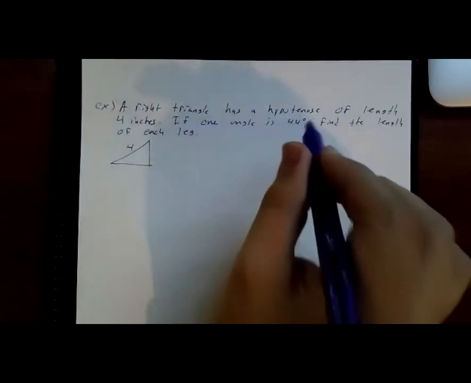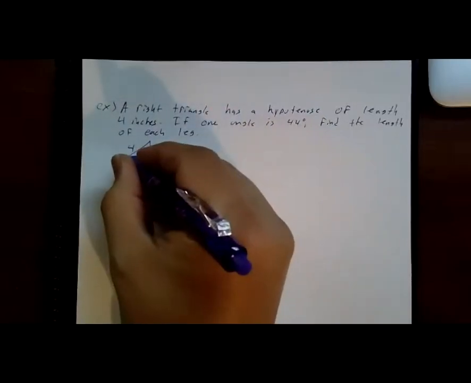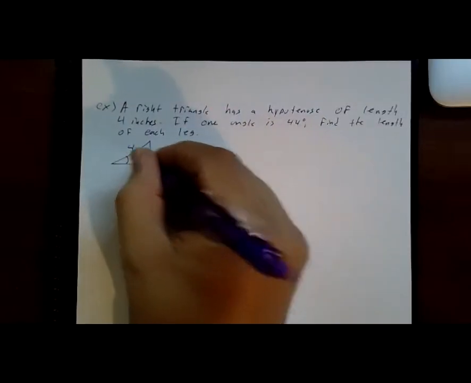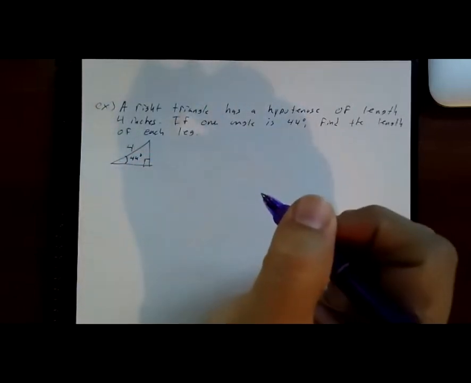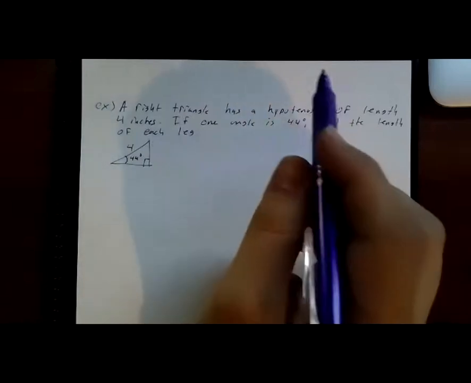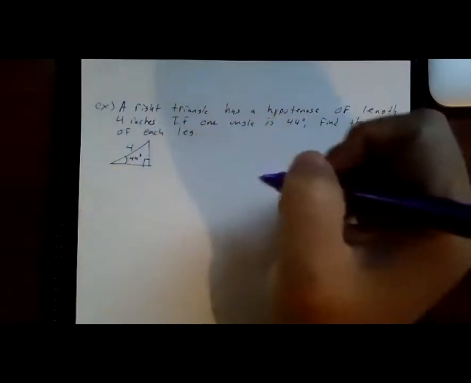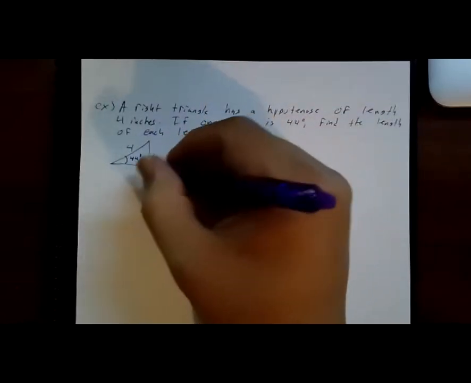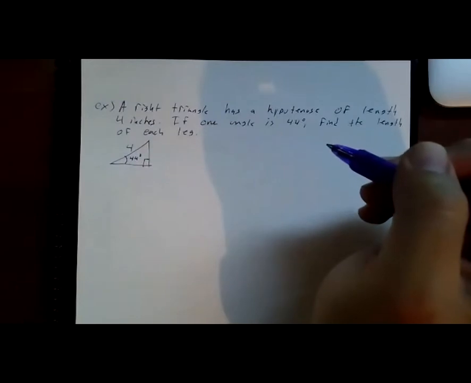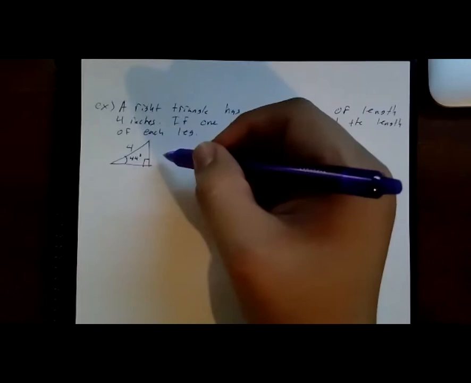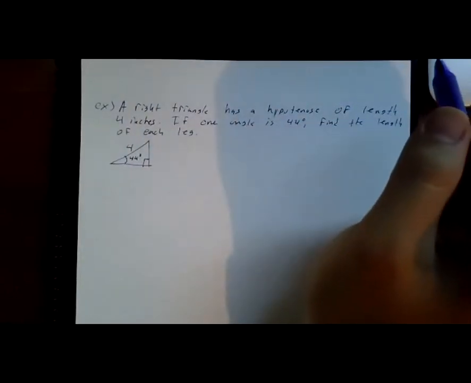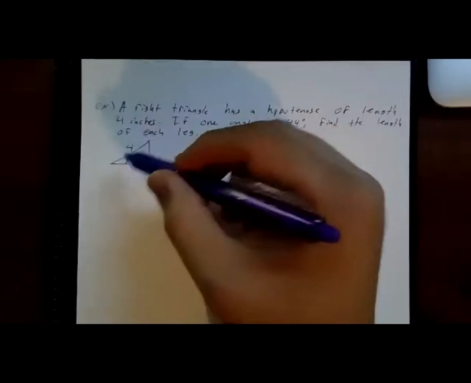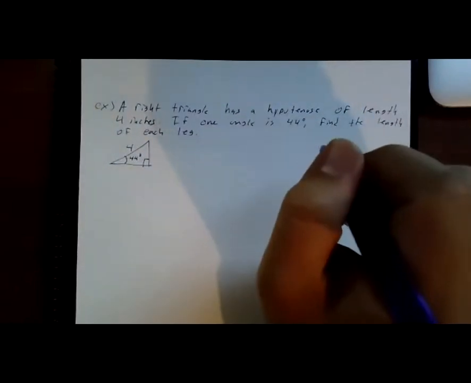If one angle is 44 degrees, so I know that one of them has to be 44. I'm going to choose this one. Since it's a right triangle, this one has to be 90, even though it doesn't look like it because I can't draw. But well, who cares? Find the length of each leg. So they want to know these sides. But we can't use the Pythagorean theorem because we're missing 2 sides, right? So we have to use the trig functions to help us out. So we use the angle and the hypotenuse to help us, okay?